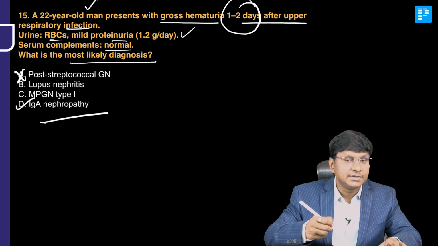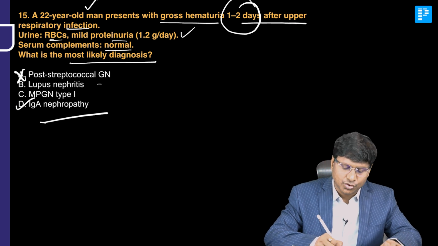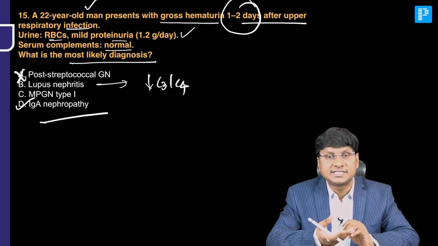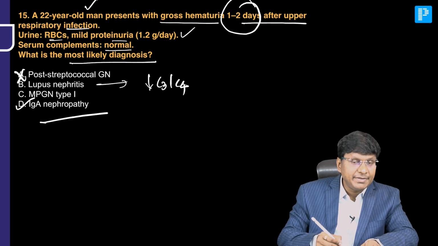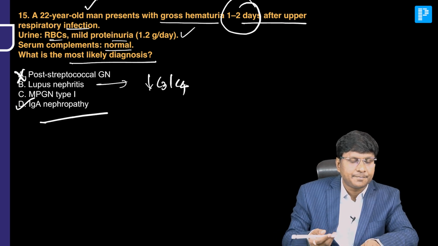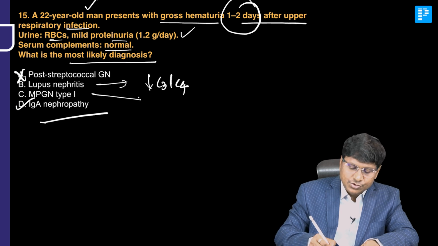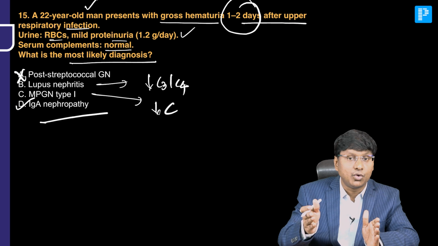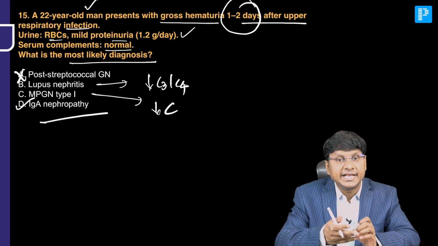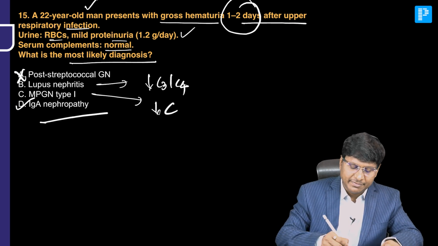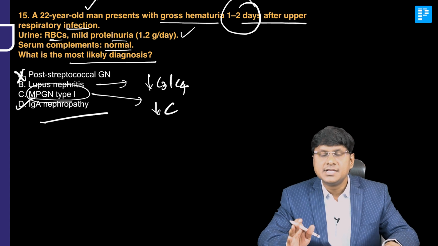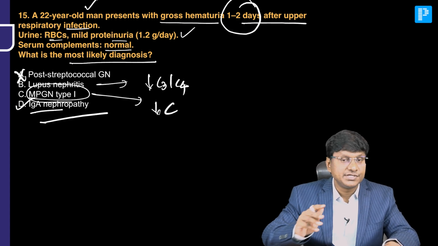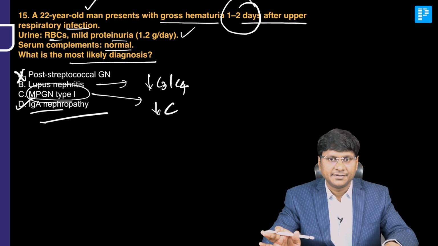Whereas if you take lupus nephritis, there will be low C3 as well as low C4. But the question says that C3 is normal. And if you take membranoproliferative glomerulonephritis type 1, these patients also have low complement and a chronic course, with both nephritic as well as nephrotic features. So the answer in this question is IgA nephropathy, right?